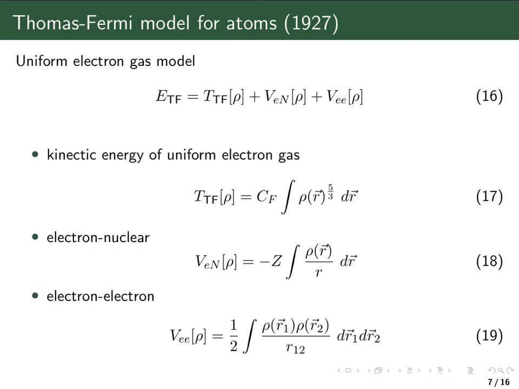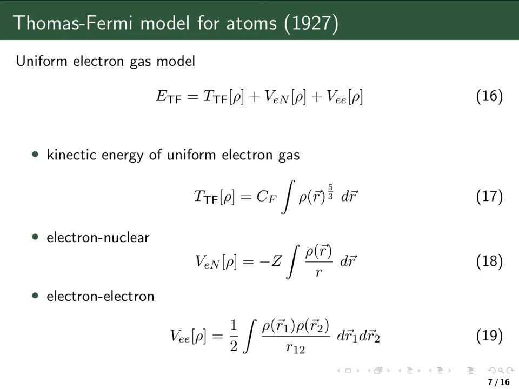But what is new and different is that kinetic energy contribution. Here they described the electrons in an atom with a uniform electron gas model. From this they could derive this functional form for the kinetic energy, where we have an integral over the density to the third power, multiplied with some constant.